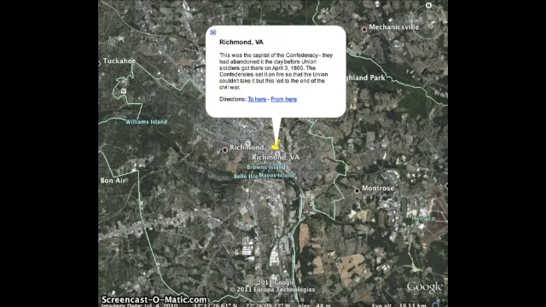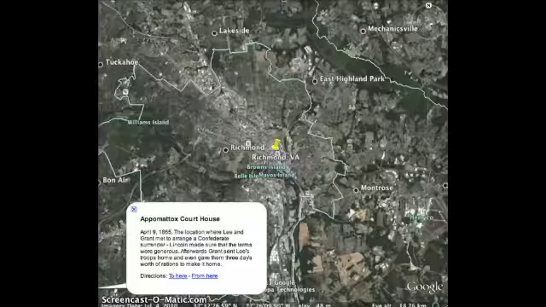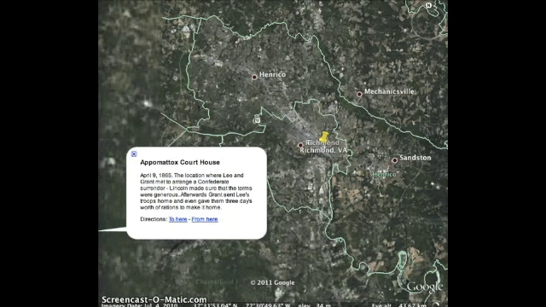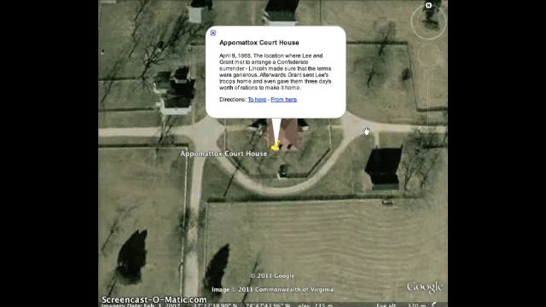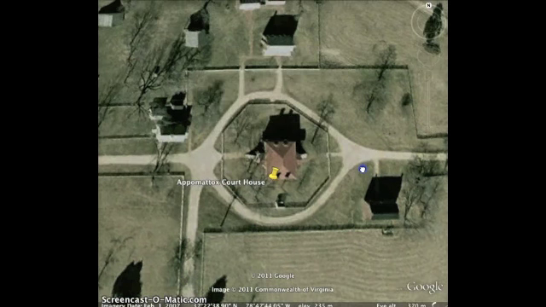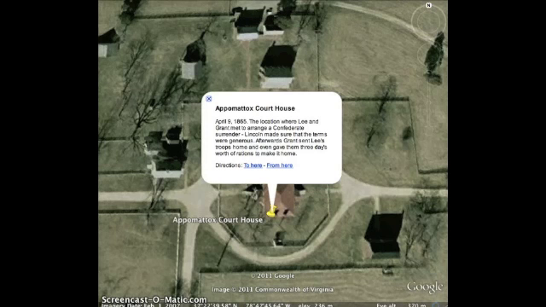This event also led to the Confederate surrender on April 9th, 1865. The surrender took place at the Appomattox Courthouse. This was the location where Lee and Grant met to arrange the Confederate surrender. Lincoln made sure that these terms of surrender were generous, and afterwards Grant sent Lee's troops home, and he even gave them 3 days' worth of rations to actually make it home.